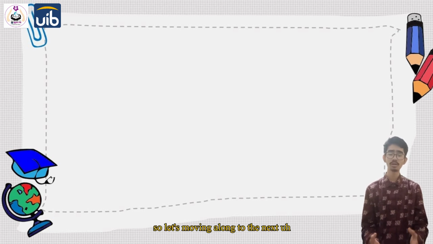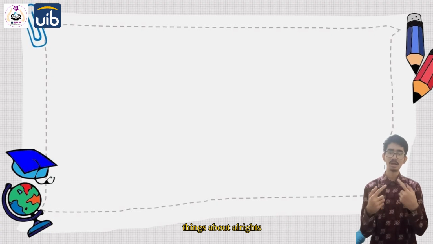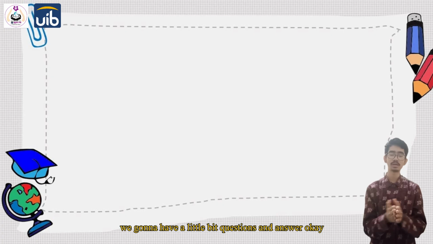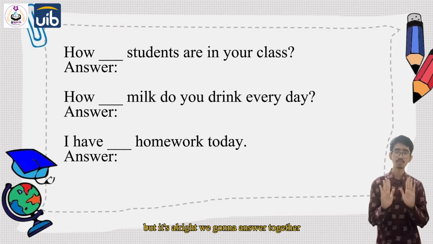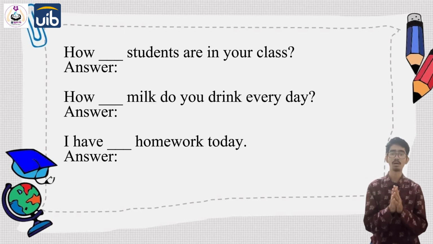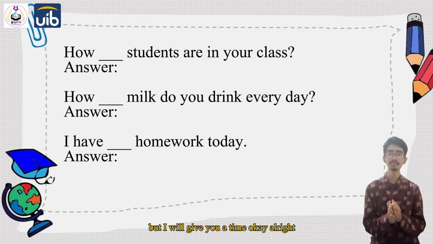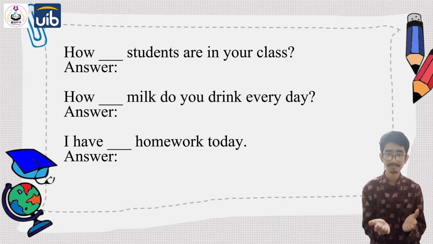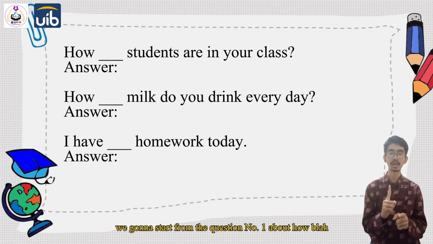I think everyone already understands the explanations of countable and uncountable. So let's move along to the next part. We're going to have a little bit of questions and answers, and we're going to answer together. There are 3 questions that you need to answer, and I will give you time. Are you ready? Okay, we're going to start from question number 1.